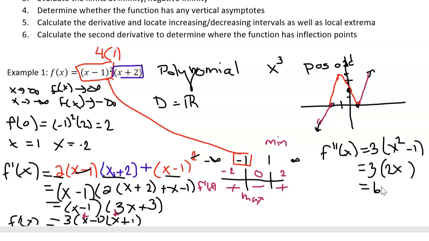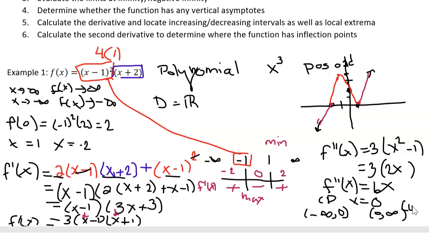And that tells you that the second derivative is 6x, which means the inflection point occurs at 0. And since the function is just 6x, I know that for all of the values less than 0, my function is concave down. And I know for all of the x values bigger than 0, the function is concave up. So this right here, (0, 2), is also my inflection point. I'm going to call it IP on the graph.